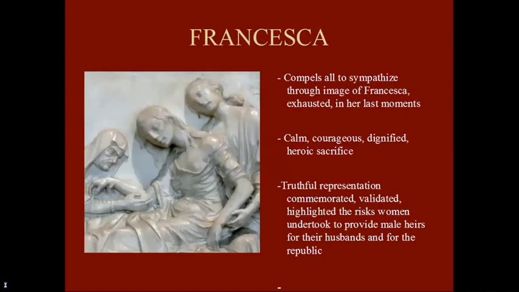And if you look at Francesca herself, which I think is extremely amazing, this woman is sort of idealizing the essence of what I've been talking about. It compels everyone to sympathize through the image of Francesca. She's exhausted. She's in her last moments. She's calm. She's courageous. She's dignified. This heroic sacrifice that she's given, and it really is a heroic sacrifice. This truthful representation by Verrocchio that Giovanni wanted commemorated, validated, even highlighted the risks that women undertook to provide male heirs for their husbands and for the Republic. And this, I think, is one of the most poignant images in all of Renaissance art. Very, very poignant. Very unlike anything else.